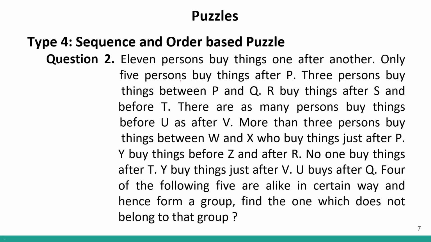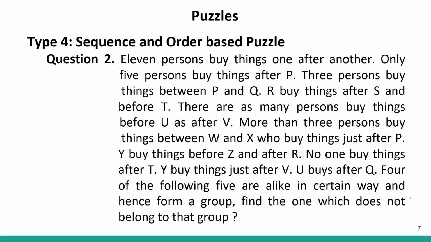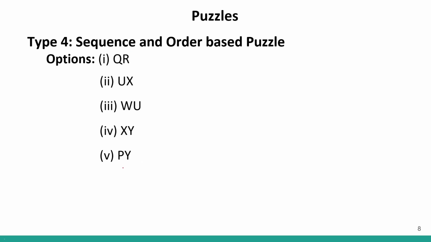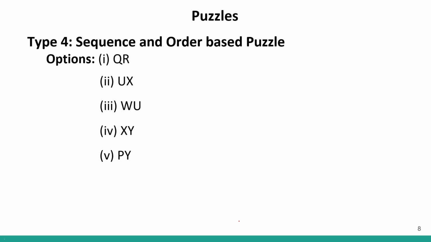Now, same data, a different question. The question is that 4 of the following 5 are alike in a certain way. Hence, from the group, find the one that does not belong. So out of the 5 options given on the next page, 4 are similar in a way. We have to identify the one that is different.